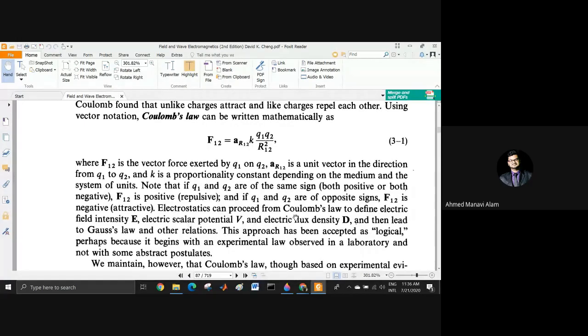Electrostatics can proceed from Coulomb's law to define electric field intensity E, electric scalar potential V, and electric flux density D. Then it leads to Gauss's law and the other relations.